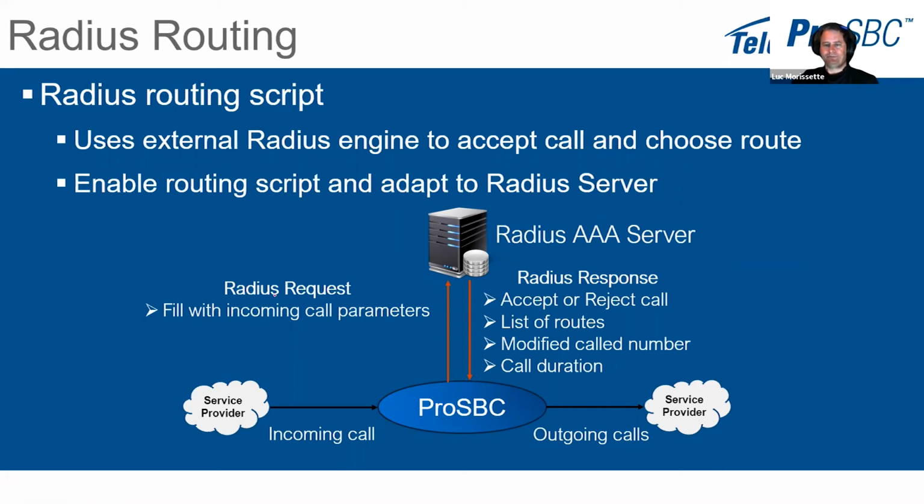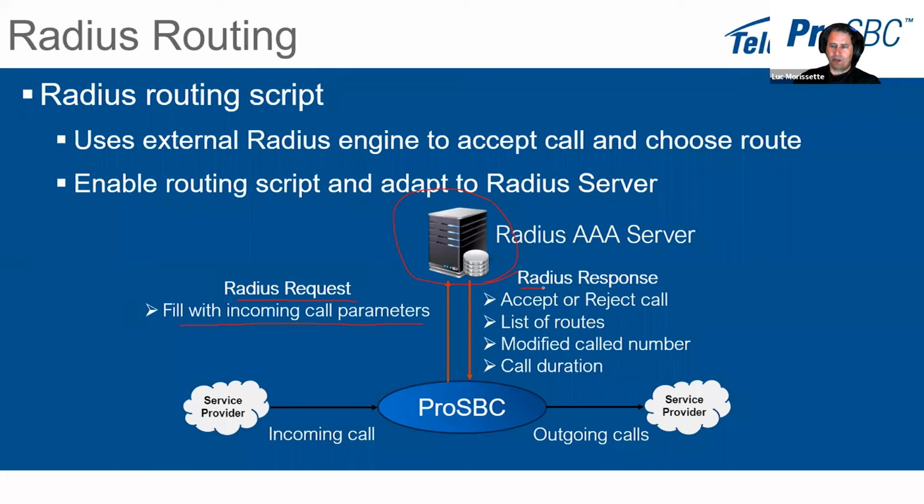The information that is compiled in the radius request are incoming call parameters that are received from the incoming call. So you receive the incoming call, you have parameters in here, you fill specific radius parameters that the radius server can understand, because a radius request has a list of attributes that you can use. And you fill this up, you send it in a radius request to the radius server, and then it does the work of checking if the call is a valid one, choosing a list of routes, maybe changing the call number, maybe deciding on a call duration, maximum call duration, I should say.